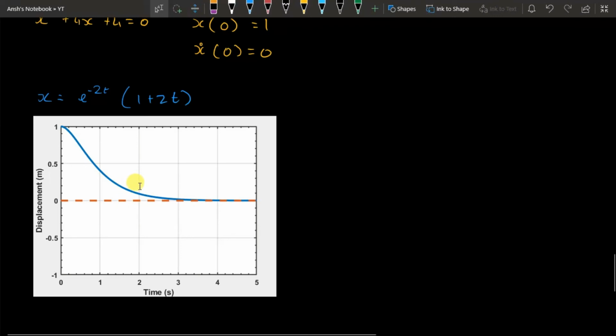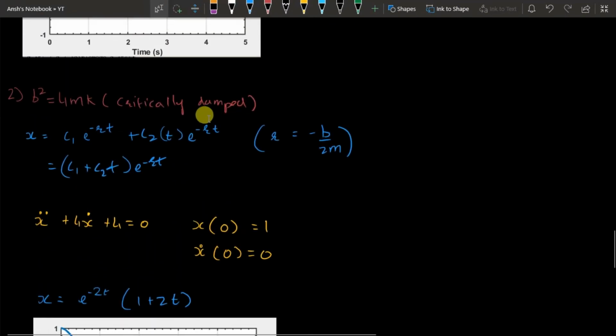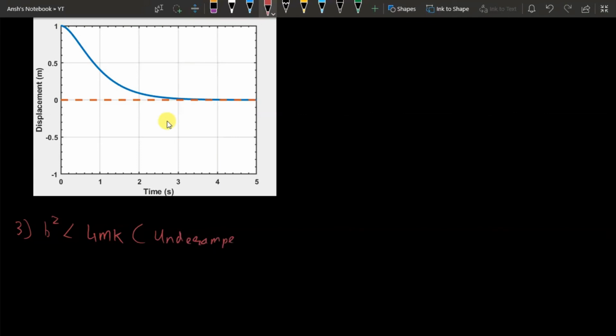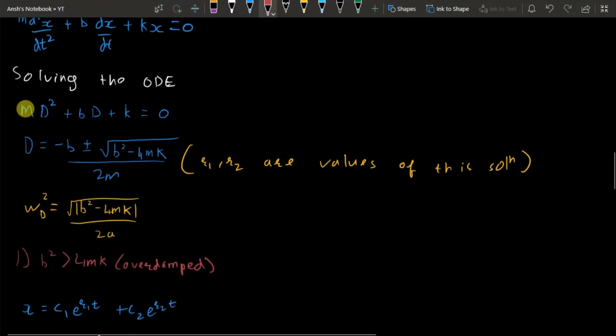But the special thing about the critically damped case is that if the damper was any weaker or if the spring was any stronger, the particle would start oscillating, and that is why we call it the critically damped case, because beyond this point we'll see oscillations. That case is called the underdamped case, where we have b square less than 4mk.